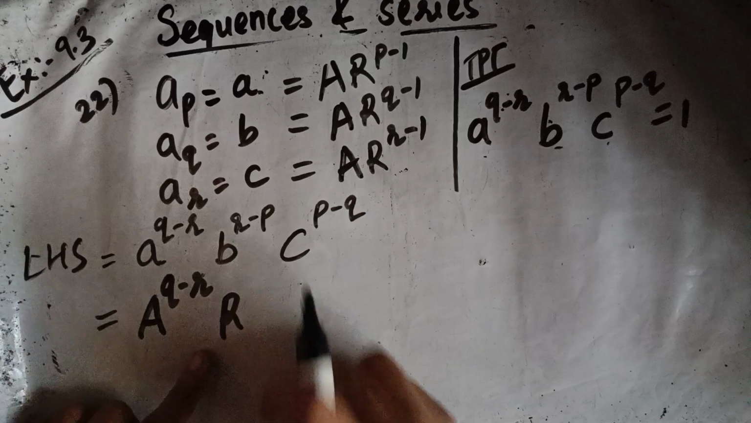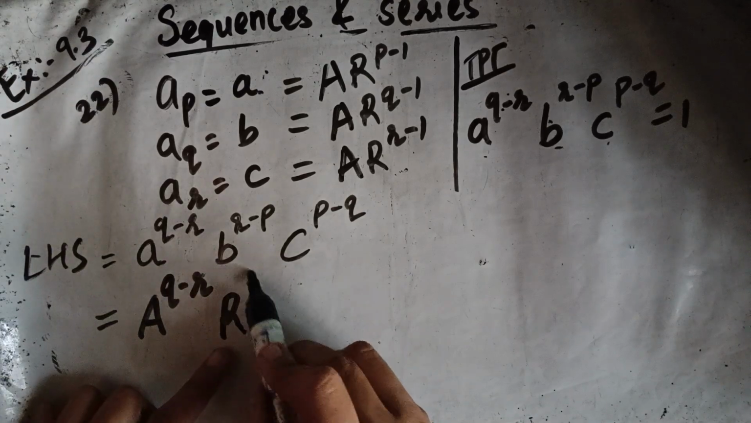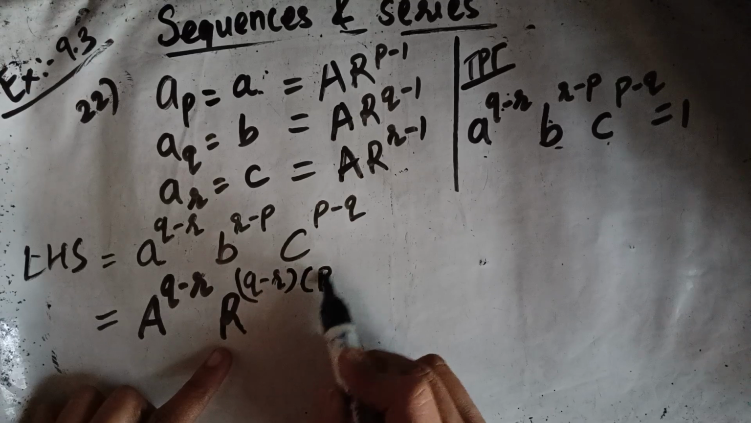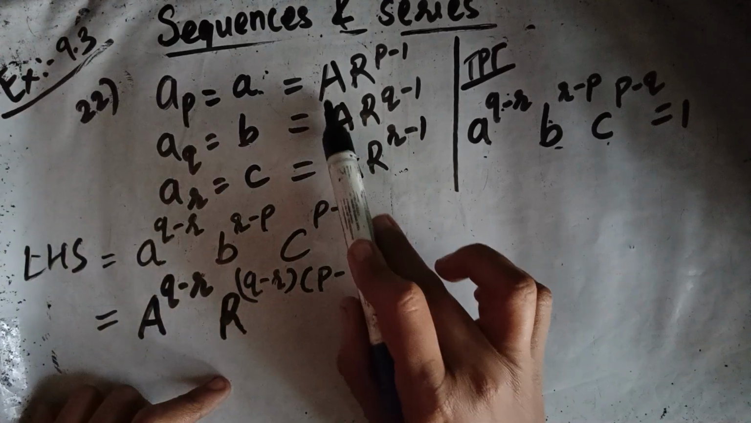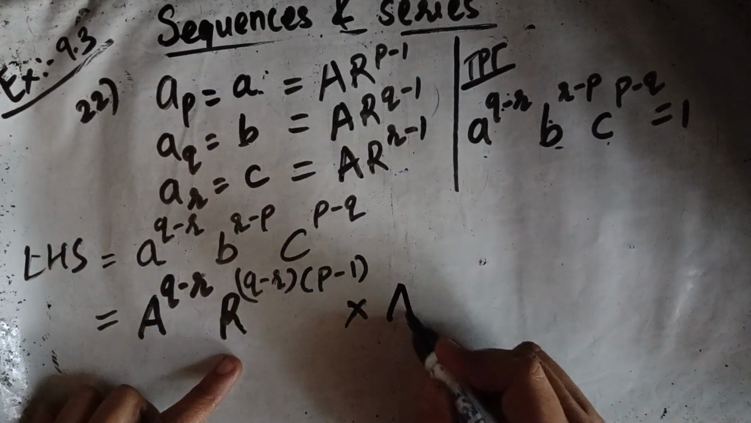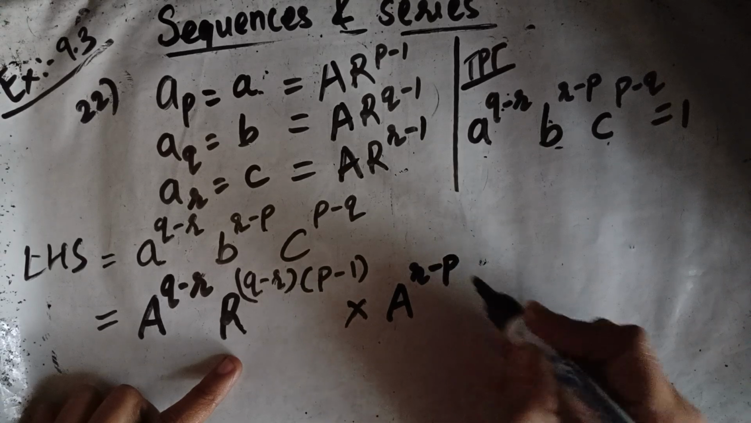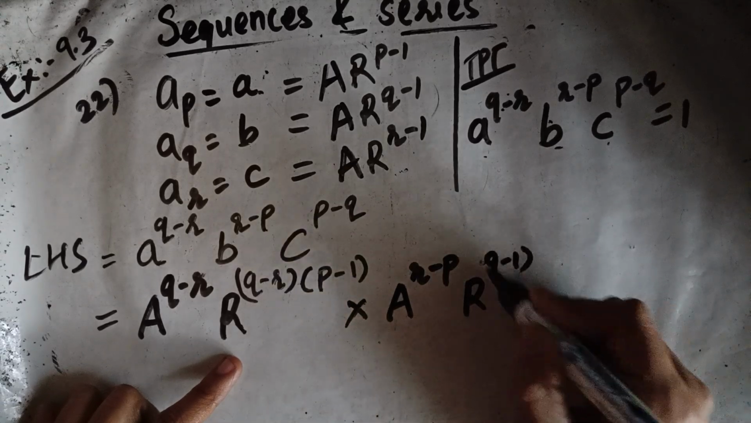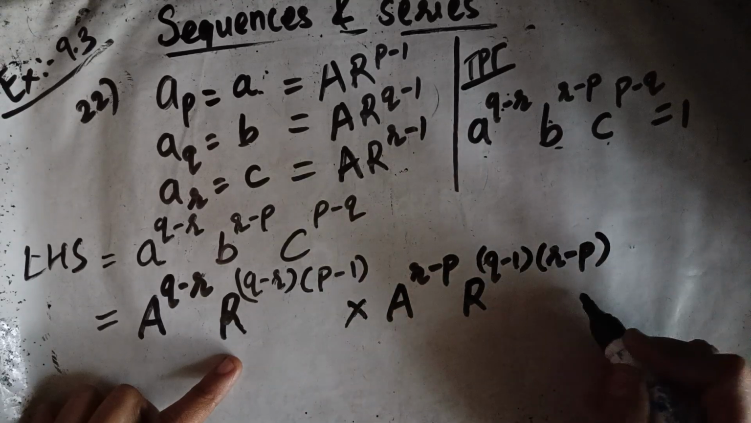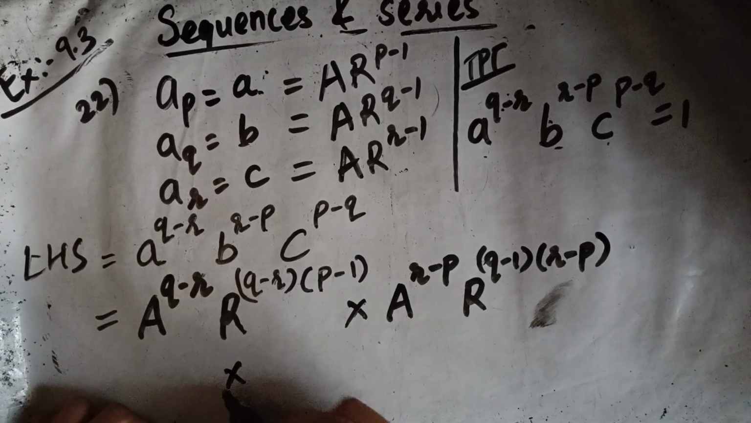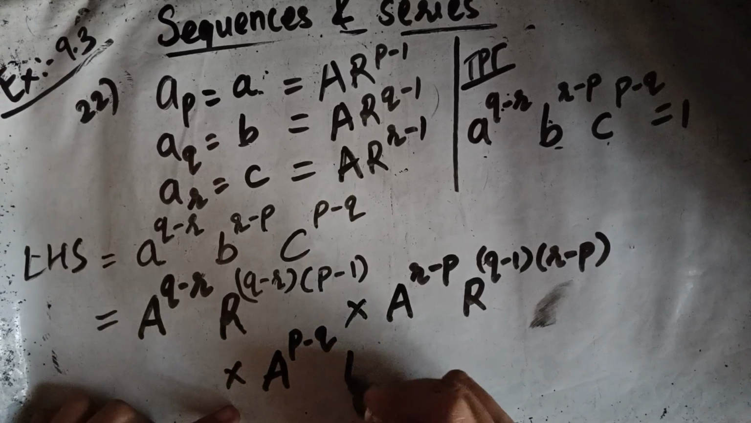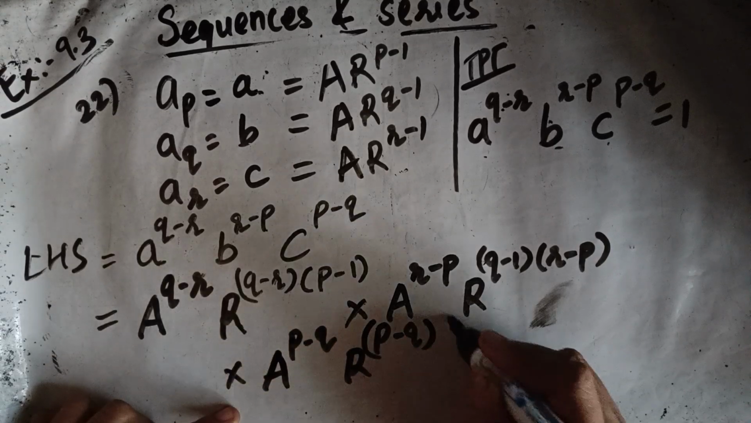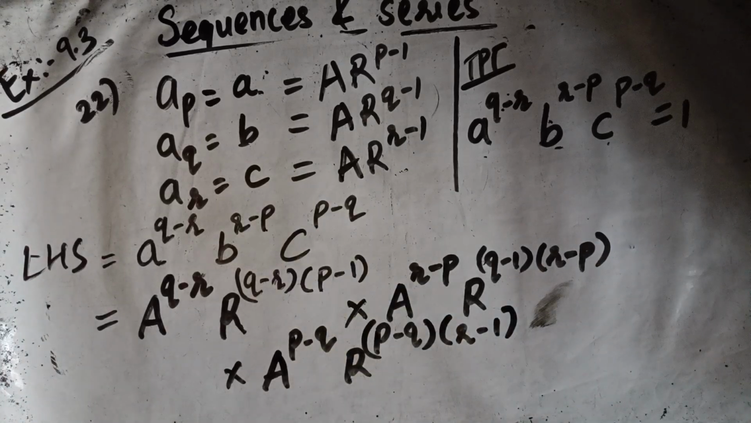So I'll write here directly R raised to Q minus R into P minus 1. Then we are taking the second term B raised to R minus P, so this whole raised to R minus P. Then the third term, C raised to P minus Q. Okay, so like this it is.